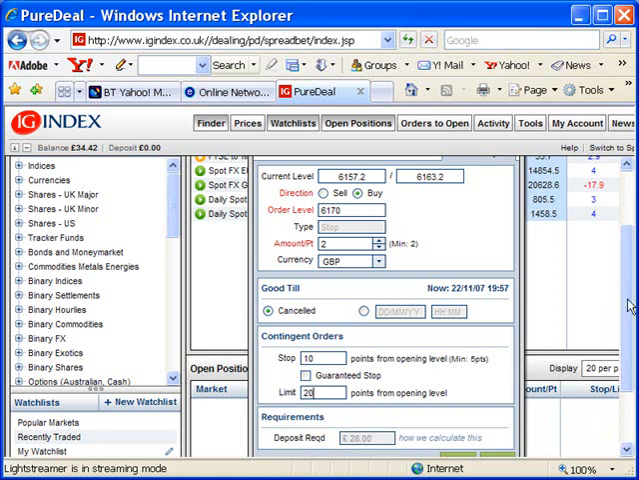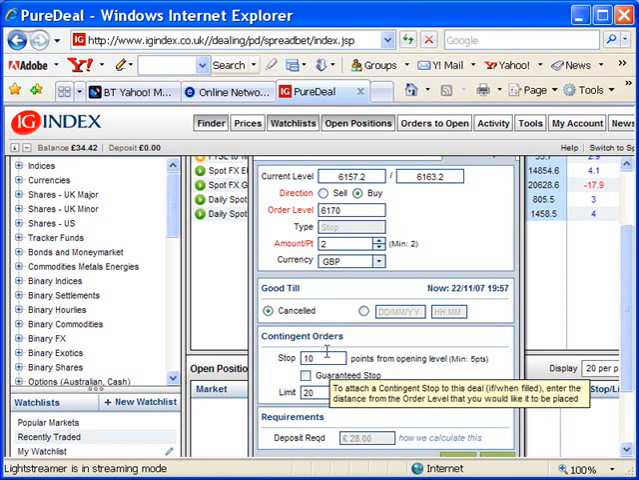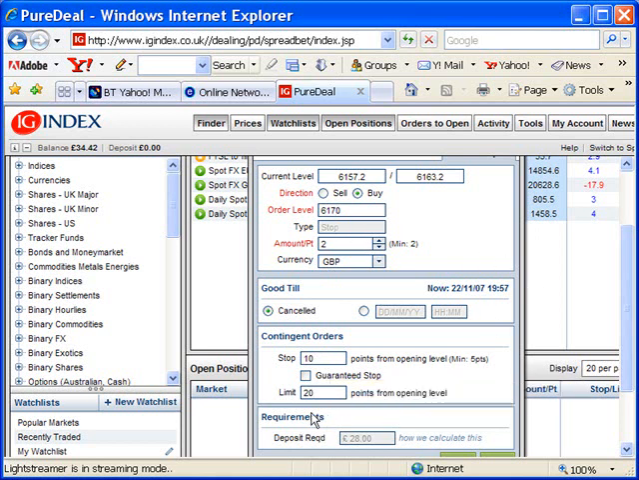So just quickly check that. We're buying it, we want the order to open at 6170, or the trade to open at 6170, which is about 10 points above what it is at the moment. We want 2 units per point. The currency is £1, good till cancelled. Stop 10 units below the opening price, and the limit is when it reaches 20 above.